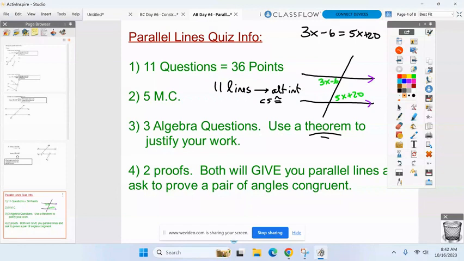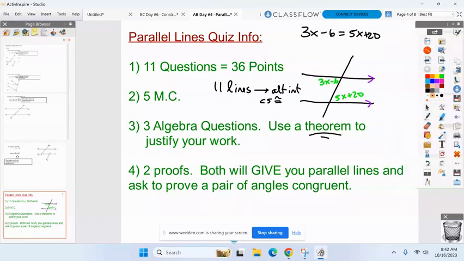And then good news here, I guess I'm letting you off the hook a little bit. There are 2 proofs, but neither of them requires you to prove lines parallel. It's going to be given. I will give you the lines parallel, and then you prove a pair of angles congruent. So you do not need to prove parallel lines here. Any questions?